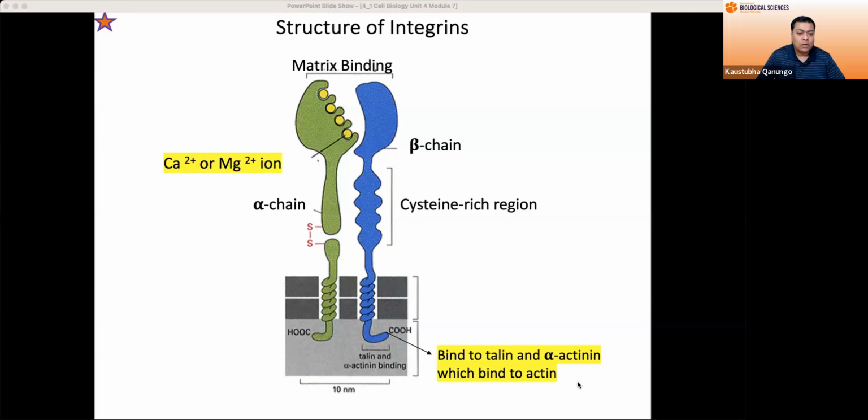Just make sure that you underline that the alpha chain does not bind to the intracellular proteins. Only the beta chain binds to talin and alpha actinin, and this is in between the lines. It's very small and easy to miss, that's why I made it bold. Make sure that this is extra important. This is really in between the lines, so definitely remember that. All right.